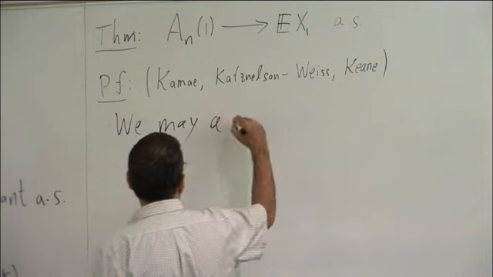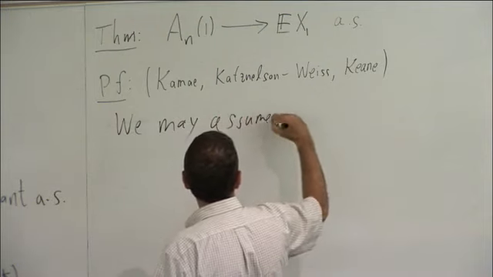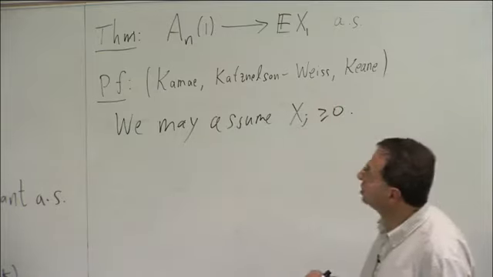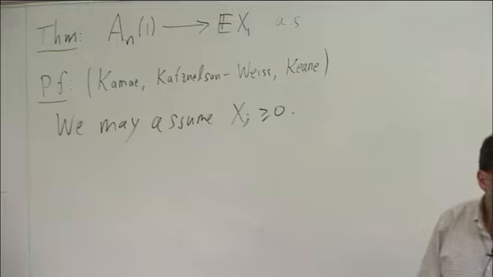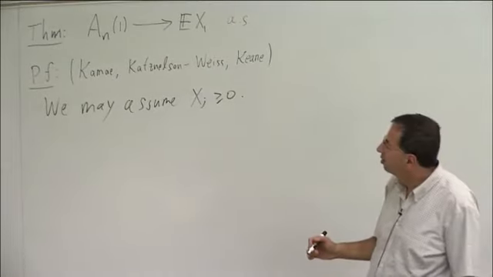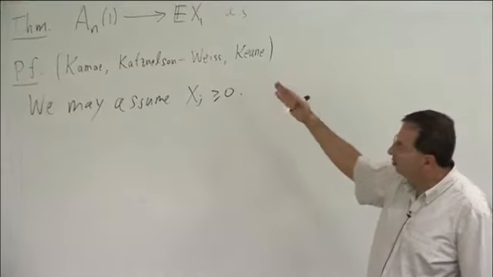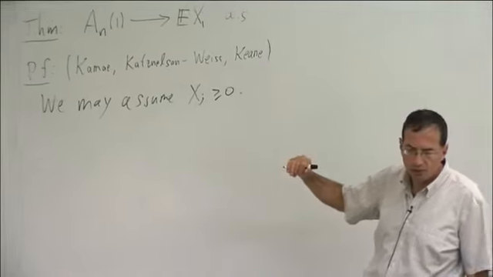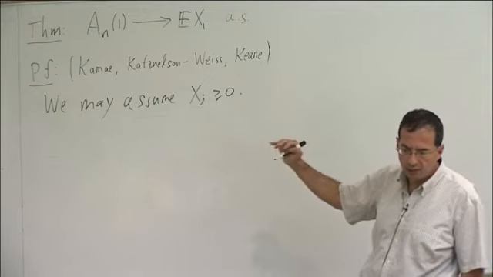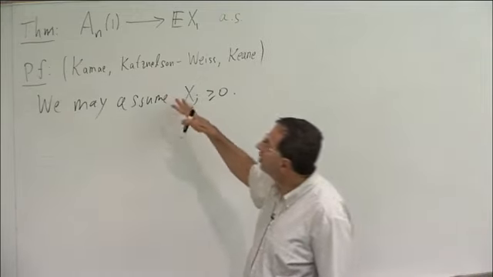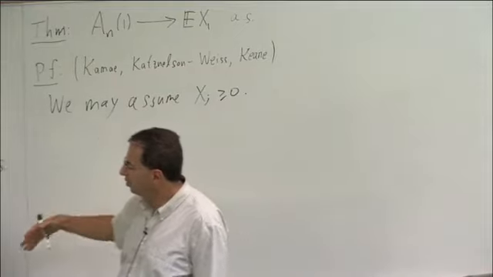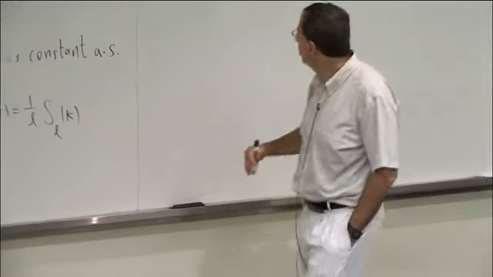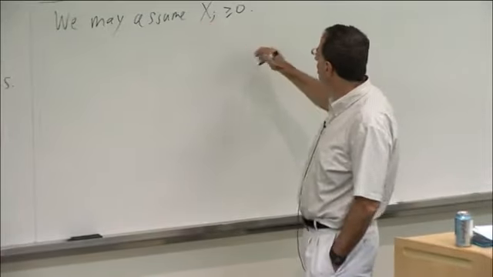It's enough to consider positive variables. So we may assume all the xj are non-negative, because in general you just separate into the positive and the negative parts and prove it separately. Right? So you just write x as a difference of a positive and a negative part, and work with each one separately and get the result. Everything here is kind of linear, so once we prove it for the positive part, and prove it for the negative part, we can just subtract and get it. So it's enough to deal with this case.